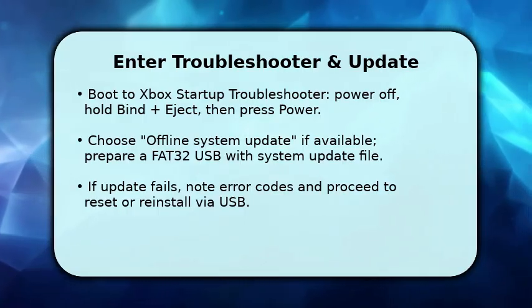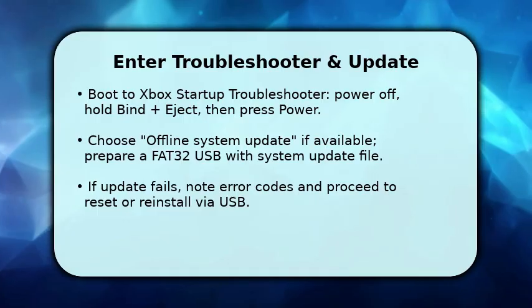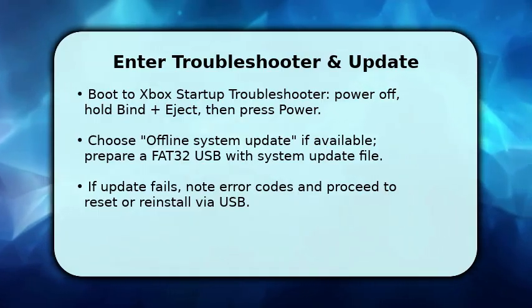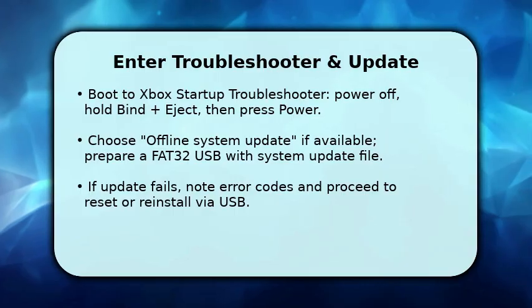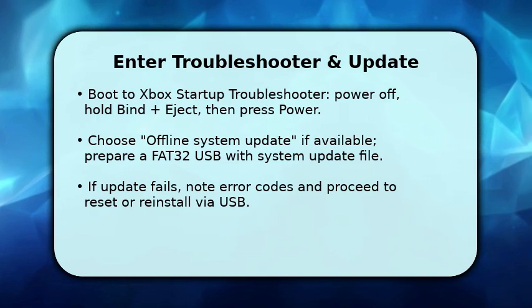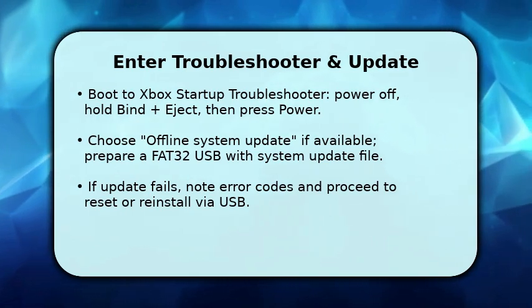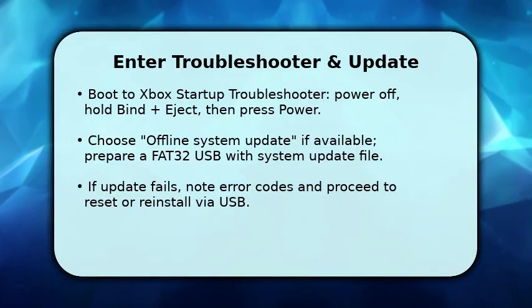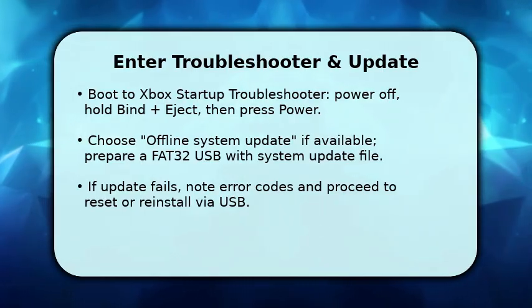Choose Offline System Update if you prepared a FAT32 USB drive containing the official system update folder. If the update fails, write down the error code and continue to the factory options in the menu to repair or reset. You now complete recovery by trying the least destructive option.